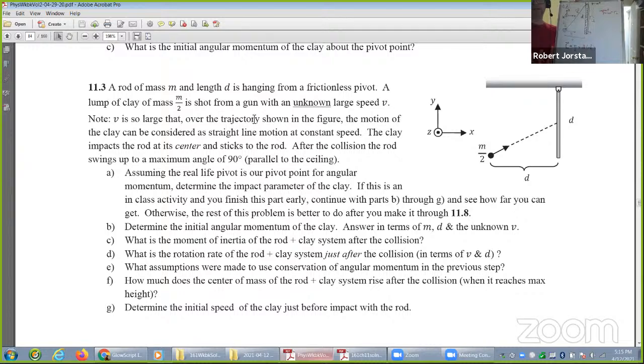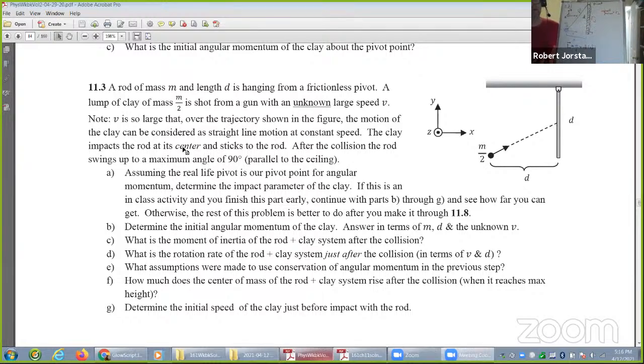It's shot from a gun with a large unknown speed, V. So V is unknown, even though it's given, because I specifically state that. V is so large that you can think of it as straight line motion. Obviously, in the real world, this is going to fall below it. But what I'm saying is it's going so fast that it falls by such a negligible amount, we're going to completely ignore it. Okay.